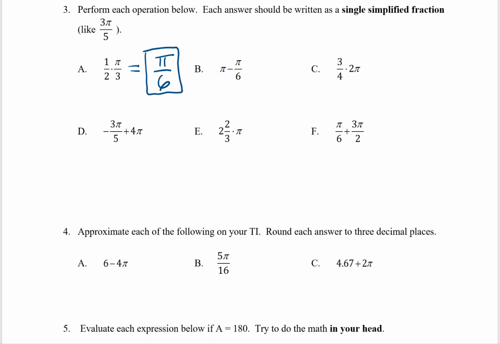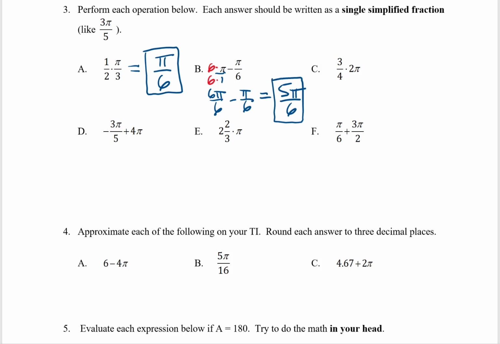In part B, I'll need to get a common denominator. I can think of this as pi over 1. My common denominator would be 6, so I'll multiply top and bottom by 6. That gives me 6 pi over 6 minus 1 pi over 6. And then just subtract the top. 6 pi minus 1 pi is 5 pi. Leave the bottom the same. I can't reduce, and so I'm finished.